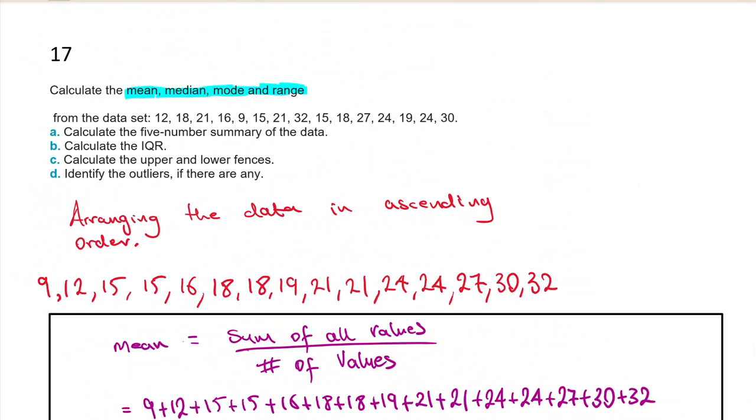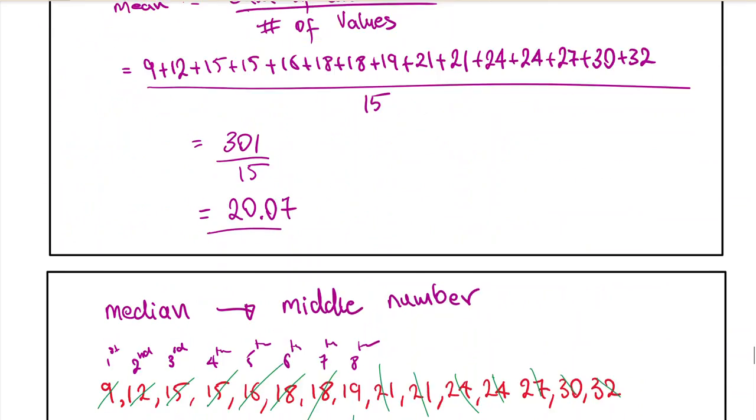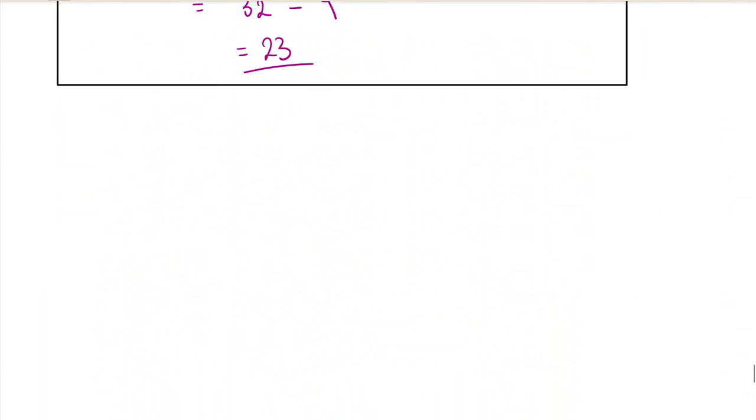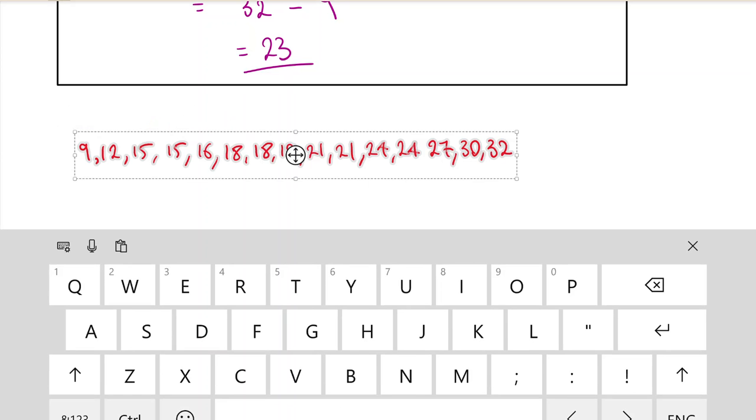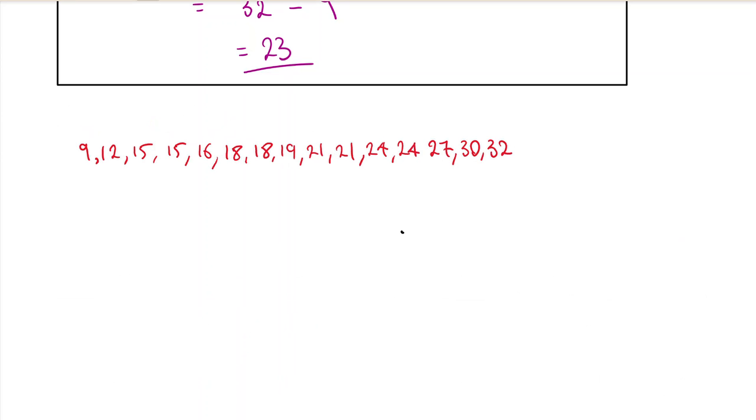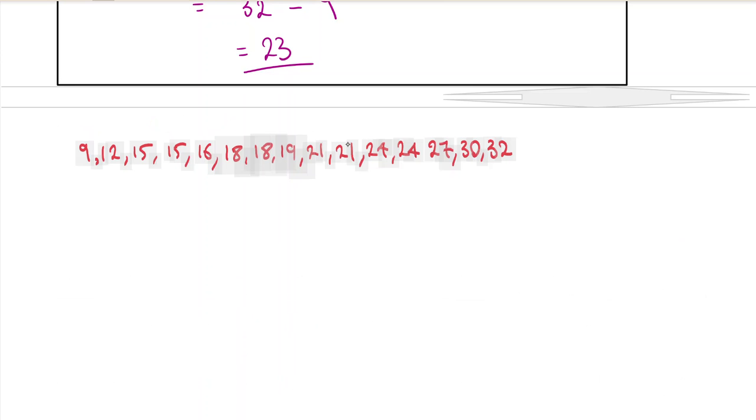Now we'll move on to part A, where it asks us to calculate the 5-number summary of the data. The minute you see this 5-number summary, know that they're going to ask you to plot a box plot, or it'll be something to do with a box plot. Okay, so I'm going to do it over here. So I've got the same values, and for part A, it's asking us to get a 5-number summary.